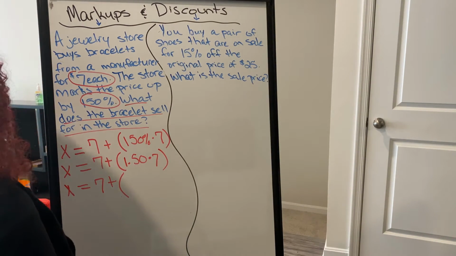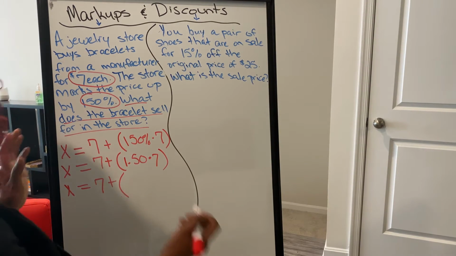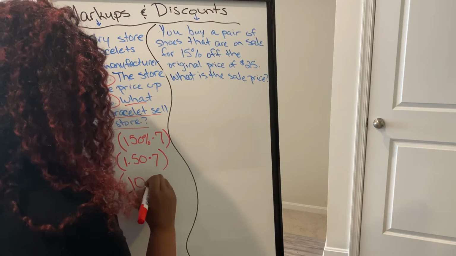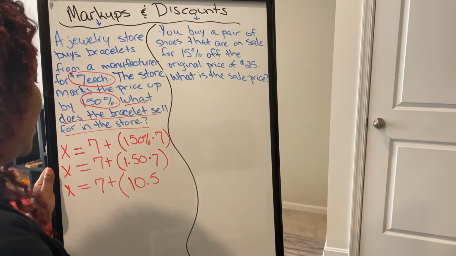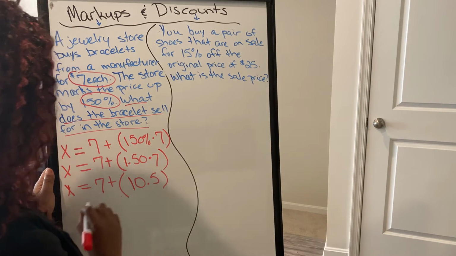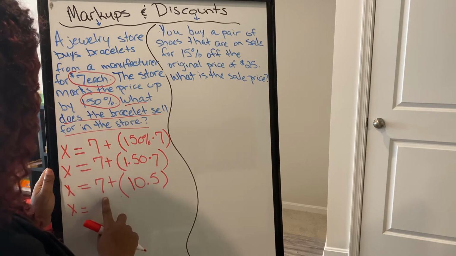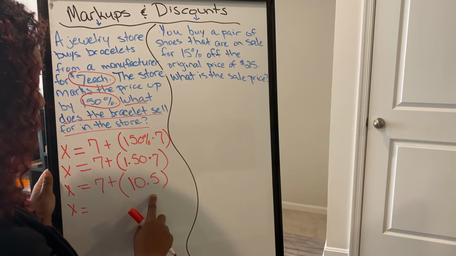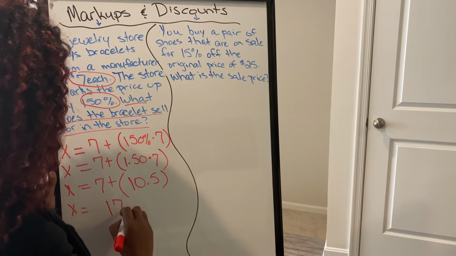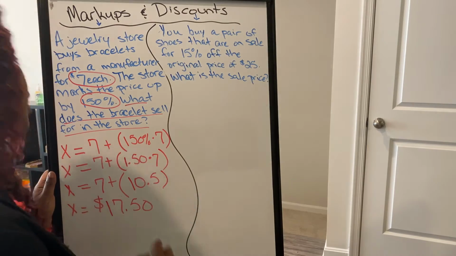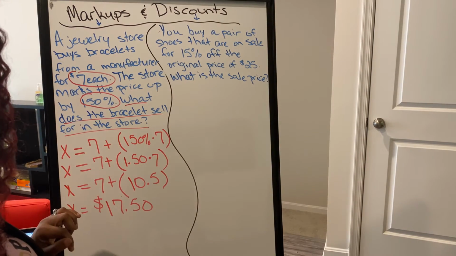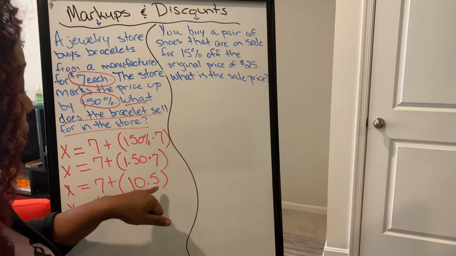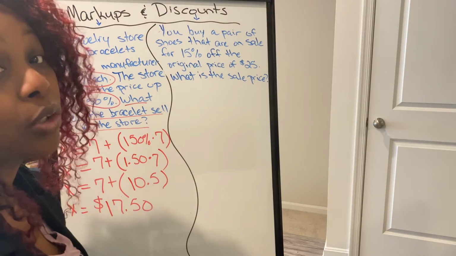Get the calculator. Okay. Yep. $10.50. That's how much it's going to mark up. So my final retail value is 7 plus $10.50, which is $17.50 is what the consumer pays. So even though they bought them for $7 each, they are going to make $10.50 for every single bracelet that they sell you, the customer.